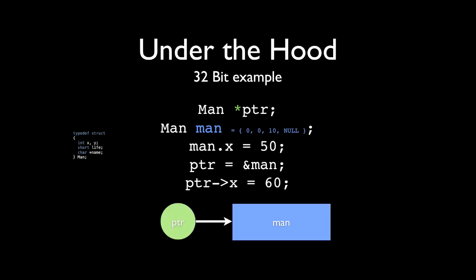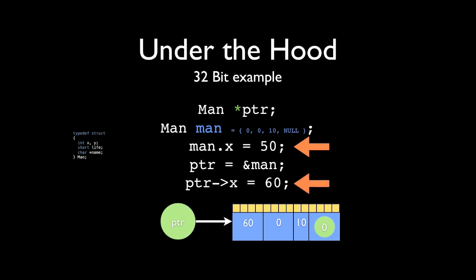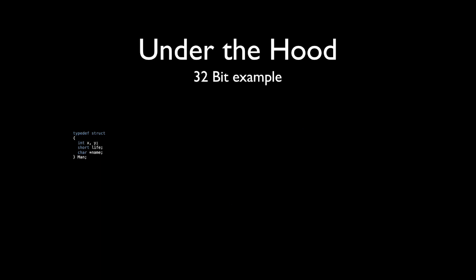So what does this start looking like? First, you have a pointer to man. Under the hood, those gold things are the bytes. You have 50, 0, 10, and a null pointer for the name. And by the time you get down here, you've changed the value in that first property x to 60. You've changed the original man x position via reference, which is very cool.